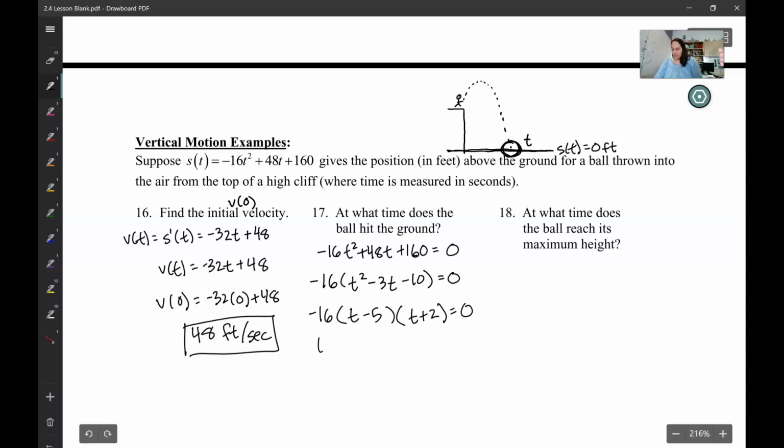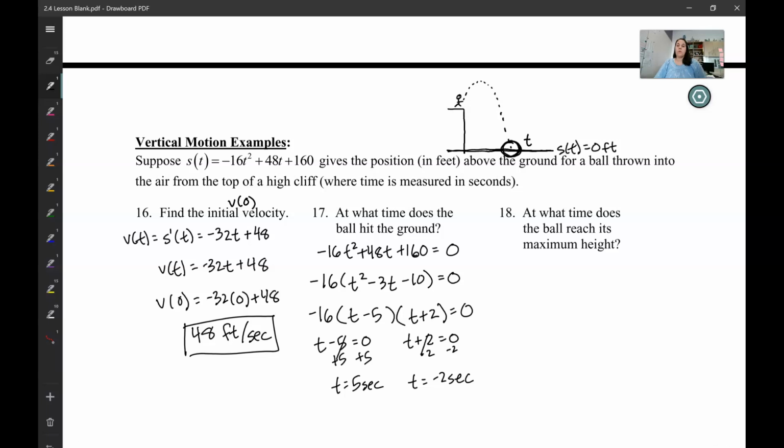And now I set my two parentheses with variables equal to 0. If we had a t out here, we would also set negative 16t equal to 0. But there's no letters out here, so we don't need to worry about it. So now I solve, and I have t equals 5 seconds, and t equals negative 2 seconds. One thing really quick, we said we can't have negative time. So it's going to be 5 seconds. So 5 seconds after I throw it, the ball hits the ground.